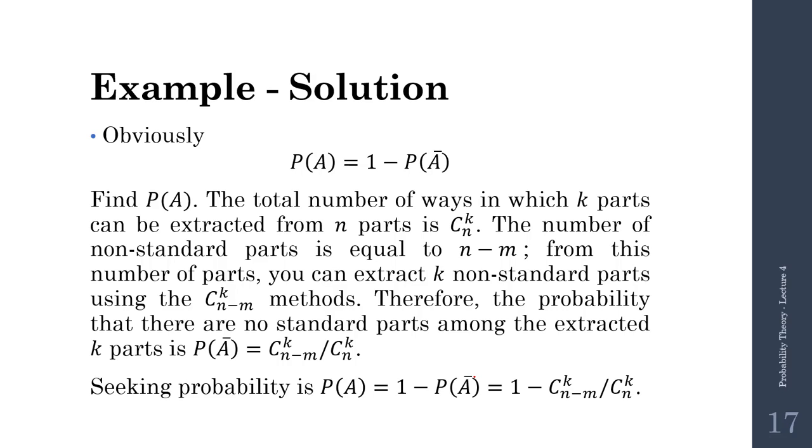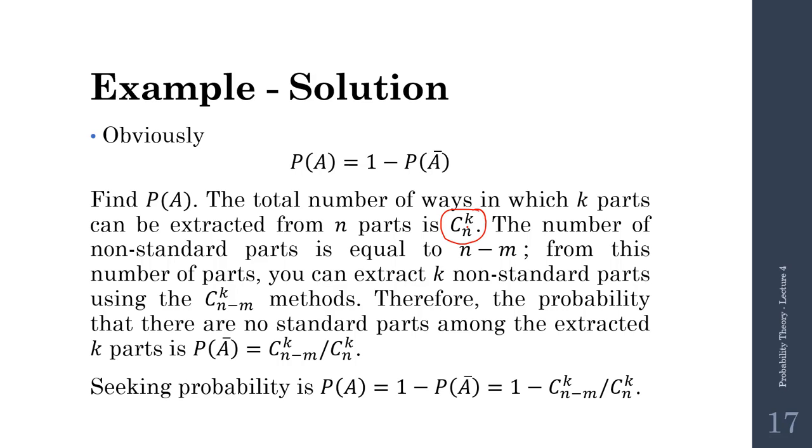Obviously, the probability of event A equals 1 minus the probability of the opposite of event A. So in order to find P of A, the probability of at least one standard, first of all we have to calculate the opposite, that there is no standard, and then we may find it. According to the combination formula, if I want to choose k parts out of n, I have C(n,k) ways to extract parts from the box.